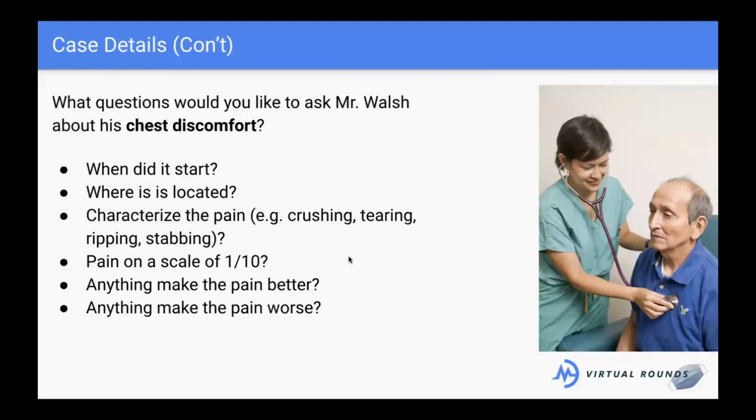These are some of the ones that I would have thought of, and you guys honestly did a lot of these. When did it start? How long has it been going on? Where is it? I know it said chest, but it can be the left side of the chest, the middle of the chest, which we call substernal, or the right side of the chest. Characterizing the pain: he said discomfort, but some people may say it's like an elephant is sitting on my chest, so we'd want to characterize it like that as well. Scale of 1 to 10. Wonderful, you guys did that one. And we want to know, does anything make it better or worse? Activity, or maybe I took an Advil and it went away, or every time I press on my chest, it hurts. We want to know these things as well.